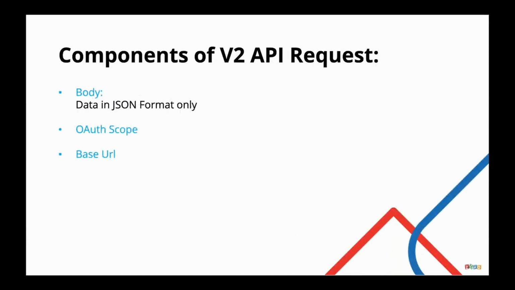So when we try to create API requests, the data that you're going to pass to push data into Creator must be in JSON format only. You should pass the data in the body of the API request, and you should mention the OAuth scope.